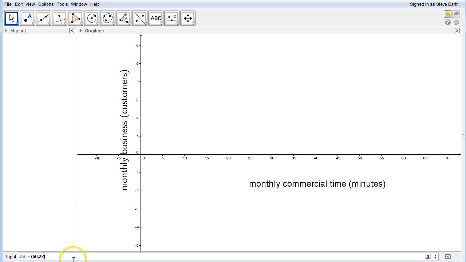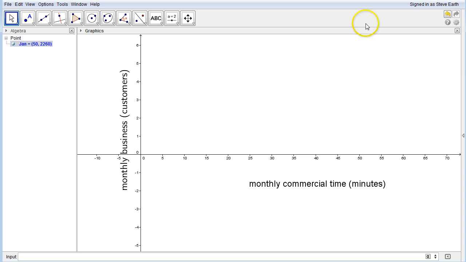So I'm going to type 2260. Don't put a comma for the 2,260. The comma just separates the x and y. There's no comma for the thousands. All right, so there we go. There's January. I push enter. And on the algebra side, it says, yes, you have a point called January at 50, 2,260. So I go across here to the x, I see 50, but I don't see a point here.